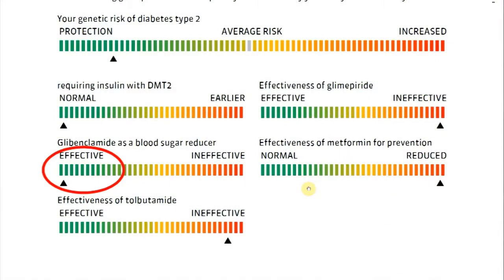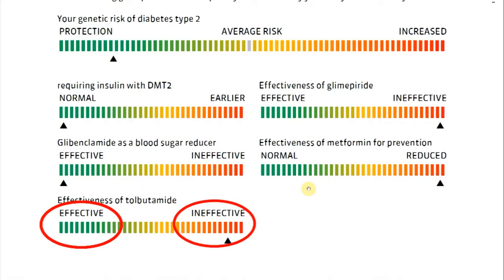And we can save you some of this trial and error, because now you know that glibenclamide might be very effective if your arrow is here, check your result, or ineffective. Tolbutamide might be more effective or ineffective, and so on. So you see which kind of drug is likely to be more effective or less effective. It doesn't mean that the wrong drug is not going to work. It just means it's going to work worse or less well than it would for people with other genes.